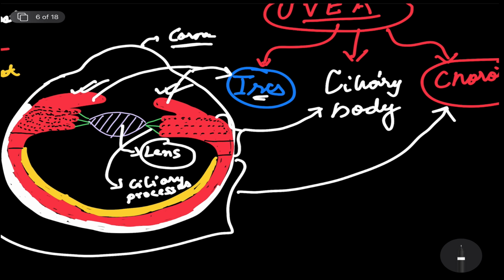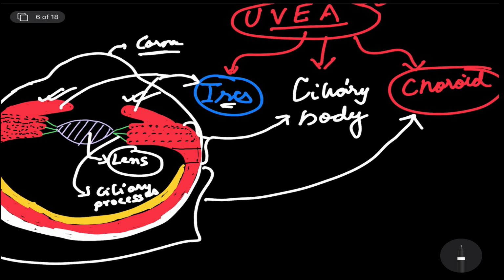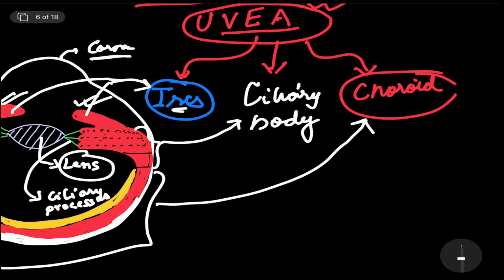In front we have the iris, and in front of that we have the cornea, which is transparent, and the cornea becomes the sclera, which is the white portion. Cornea and sclera, their junction is known as limbus. Ciliary body, iris, and this entire back portion of the middle layer or uvea is known as choroid. That is the anatomy that we have covered until now.